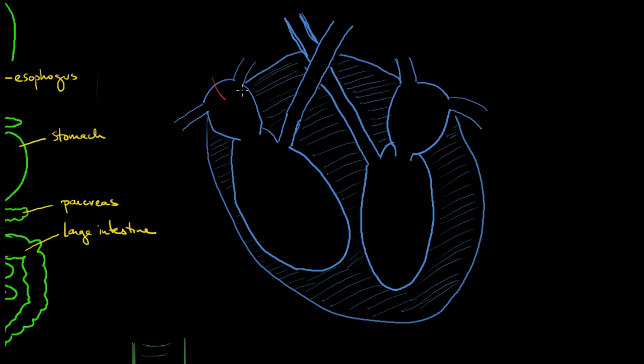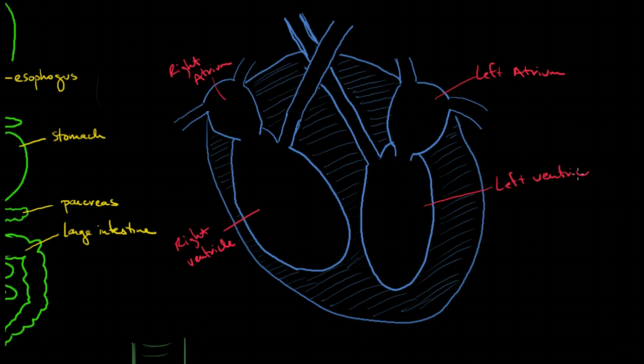This is the right atrium. This is the right ventricle. This is the left atrium, left ventricle. Just so you might remember this, this is not a requirement: this is the vena cava. This is actually the inferior vena cava. This is the superior vena cava.